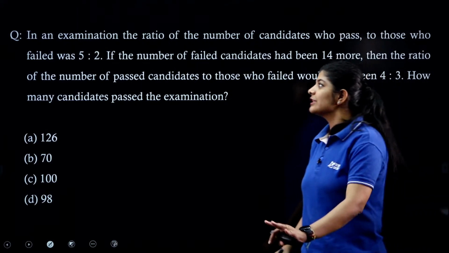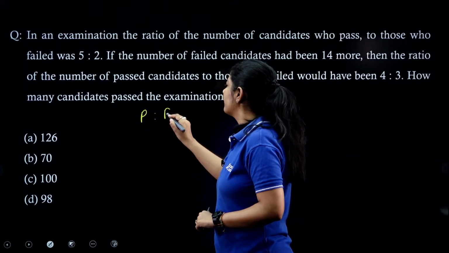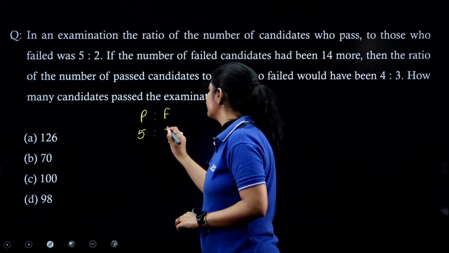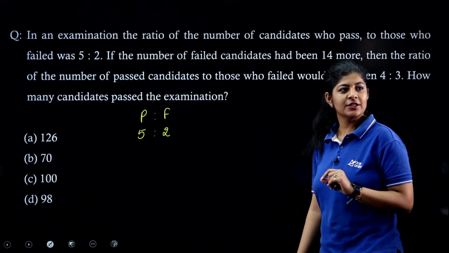Here, the question is saying that on the initial level, if you have to write down the pass to fail ratio, it is given as 5:2, right? But the question is giving one condition as well.